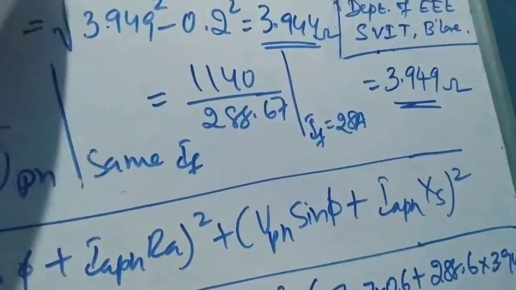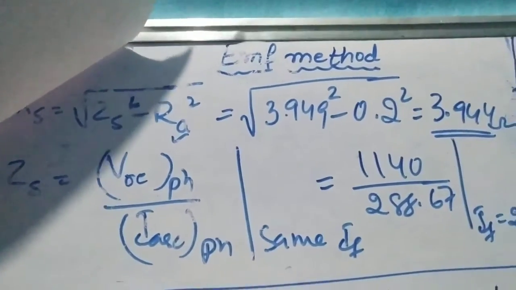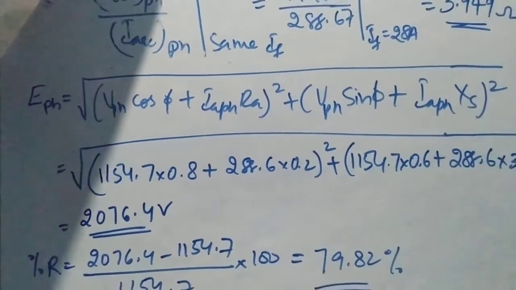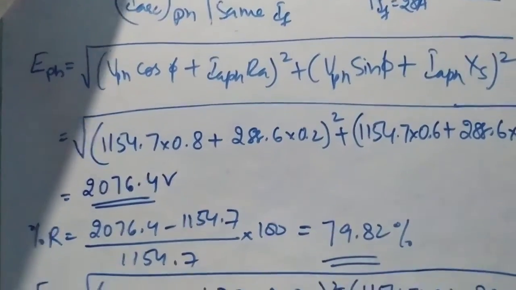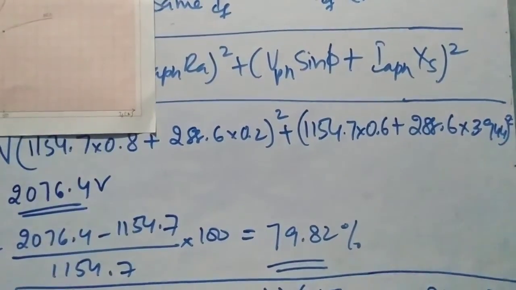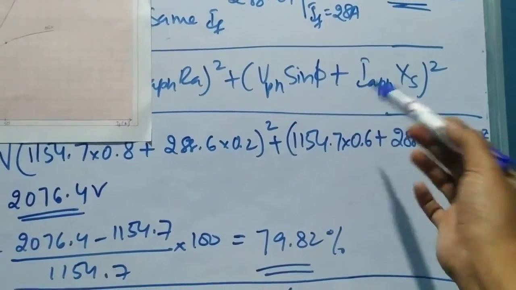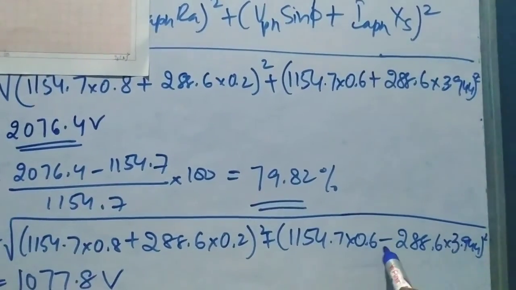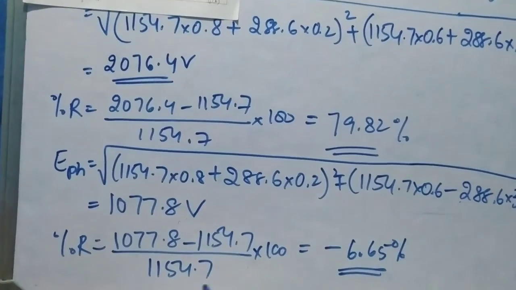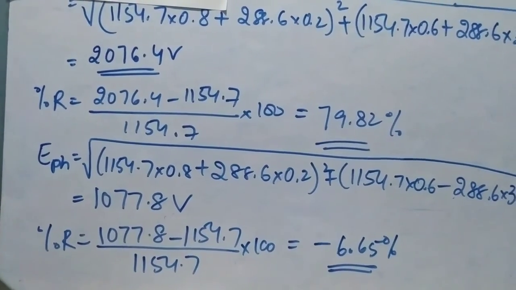After substituting that in the main formula for ZS, we have to get the XS value. After getting the XS value, we need to substitute in the main formula, that is E phase. Then the regulation can be obtained. Then for the leading case, the only thing is we have to change the third sign, plus to minus. The same method we have to follow. Then we get the percentage regulation, which will be a negative answer. Okay, thank you.